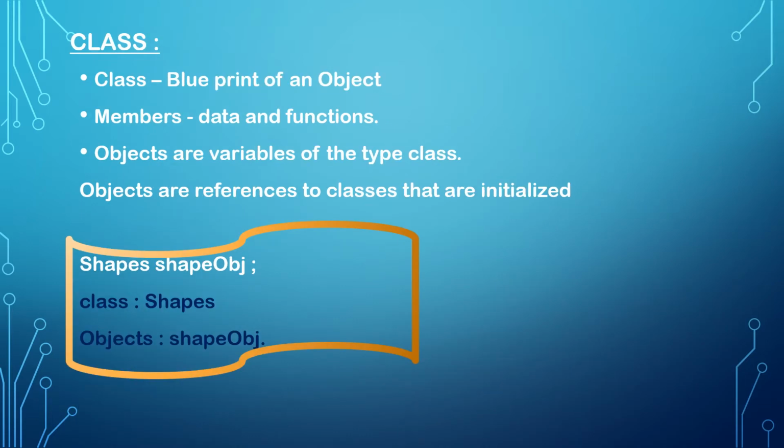So now you all know what an object is. So a class is a blueprint of an object. You can create a class with members of data and functions. After creating a class, you can create any number of objects of that class type. See, here is an example. Shapes is a class name you have created. Then you can create an object, shape object. You can create any number of objects of type shape. So class acts as a data type. You can create any number of variables based on that data type.